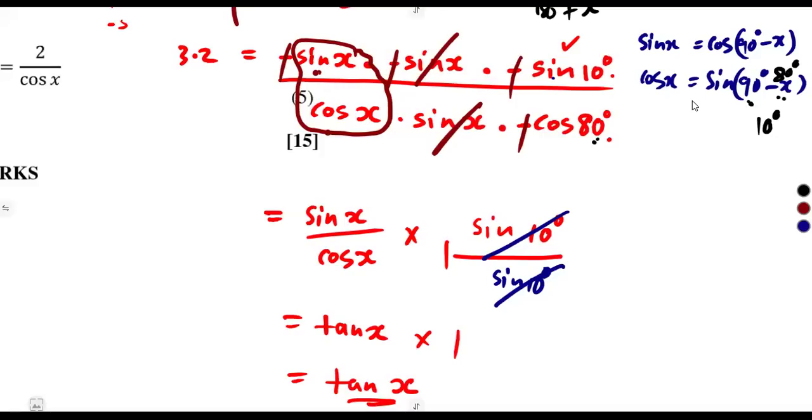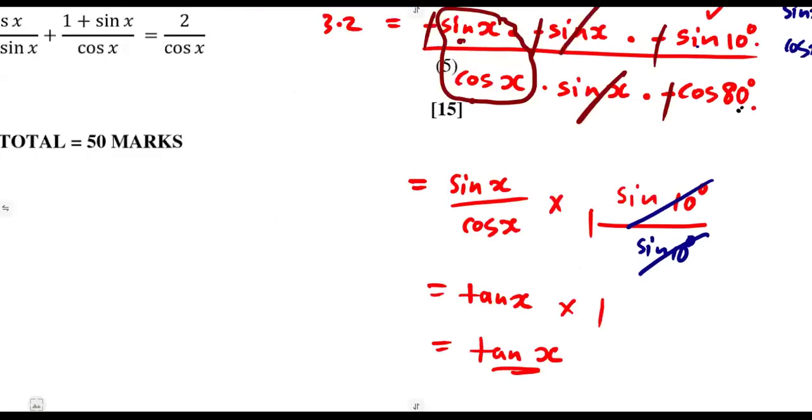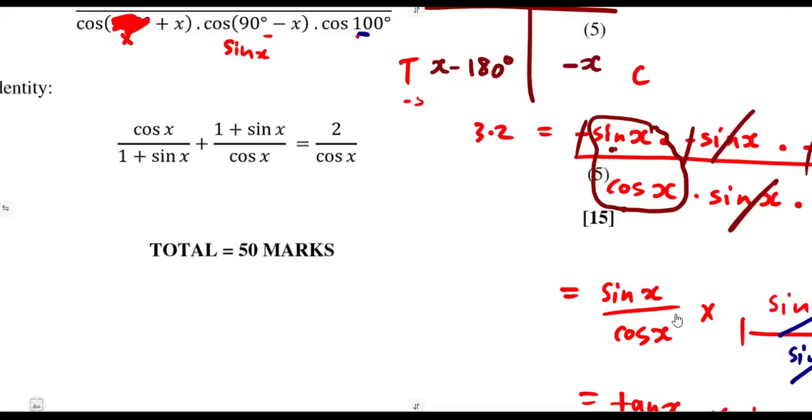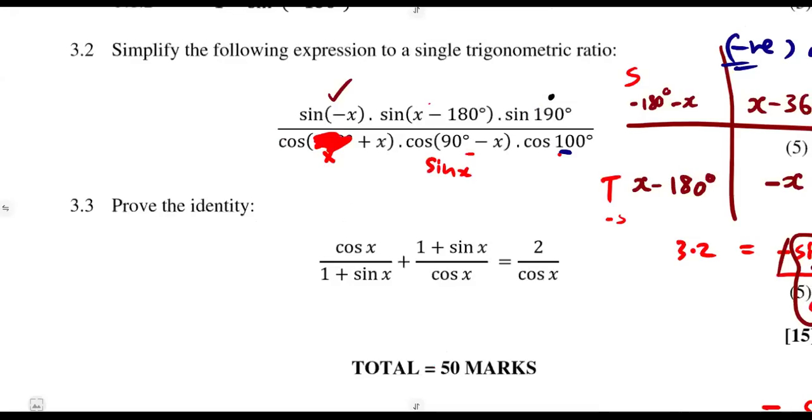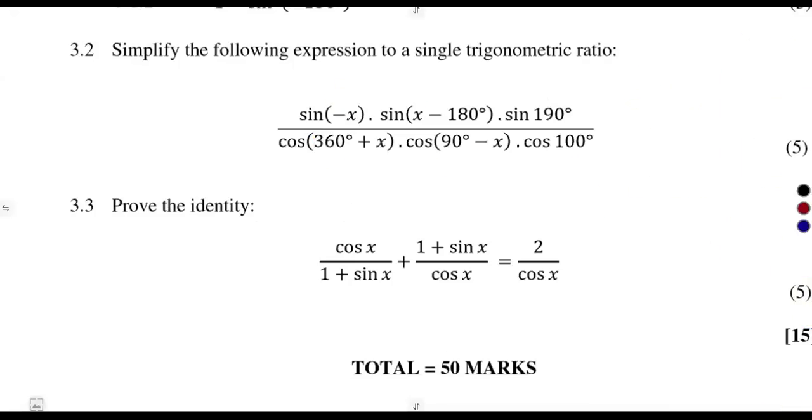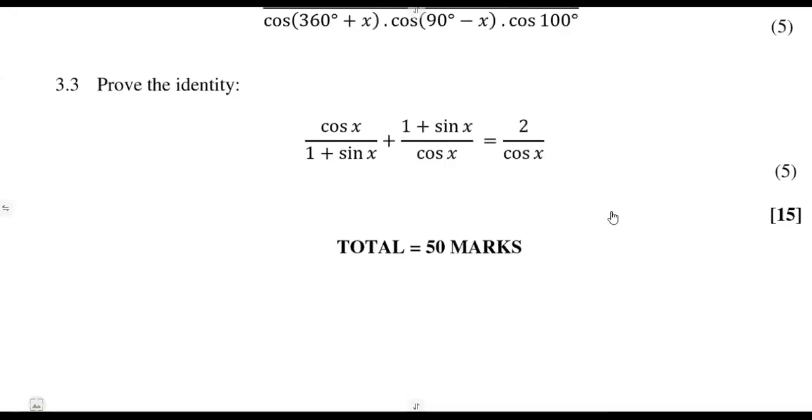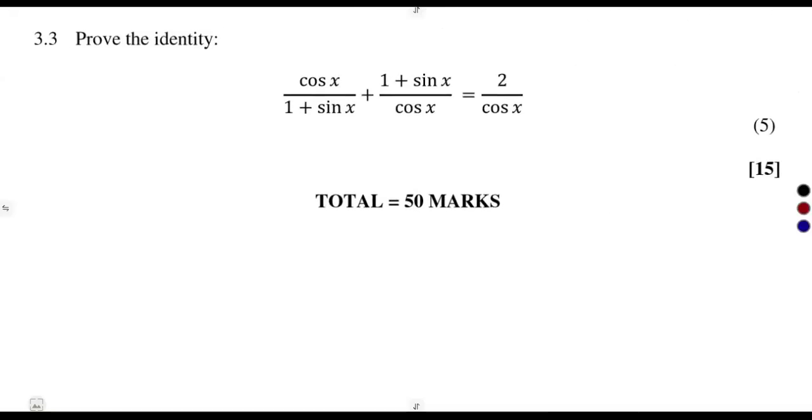So these are the questions that you might be given. All right, let's look into another question. That was 5 marks there. Then this one again, 5 marks. Prove this identity. Left-hand side is supposed to be equal to the right-hand side, remember? So I'm going to take the left-hand side.